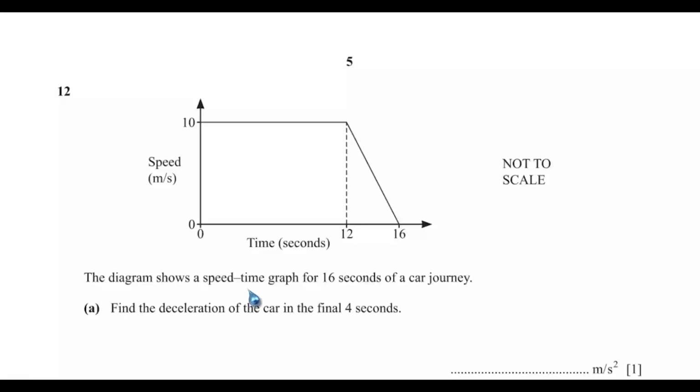The diagram shows a speed-time graph for 16 seconds of a car journey. Find the deceleration of the car in the final 4 seconds. The final 4 seconds will be here, and the deceleration is this. So we have the speed to be 10. The formula will be 10 divided by 4, because acceleration and deceleration mean the same thing. It is just speed over time. So the deceleration is equal to the speed, which is 10, over the time, that will be 4, and this will give us 2.5 meters per second squared. So you have 2.5 here.